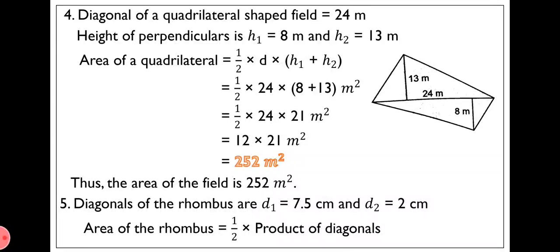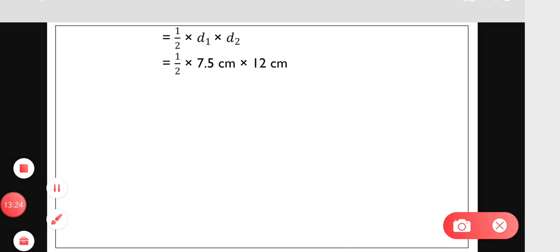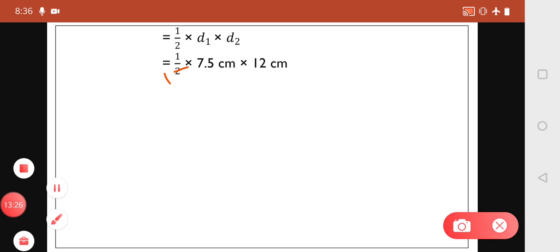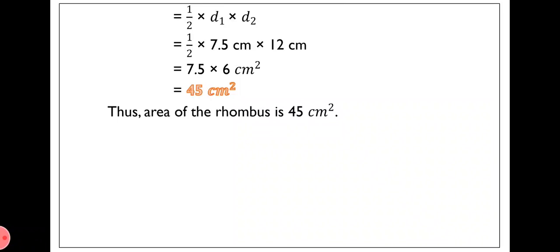That is equal to half into d1 into d2, that is equal to half into 7.5 centimeter into 12 centimeter. Here you can cut 2 ones and 2 6, and then we multiply both the numbers, that is 7.5 into 6, that is equal to 7.5 into 6 centimeter square, that is equal to 45 centimeter square. Thus the area of the rhombus is 45 centimeter square.